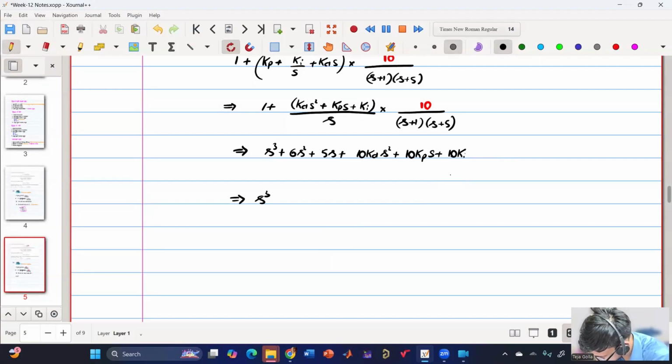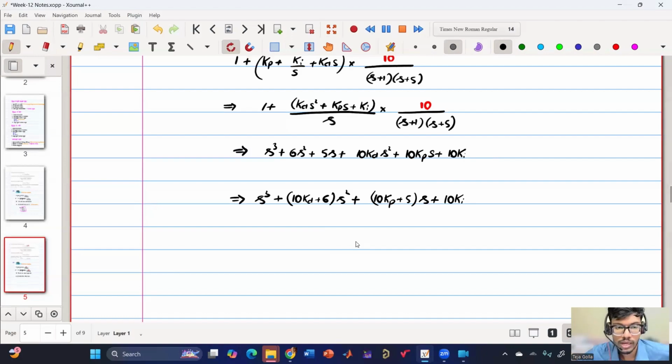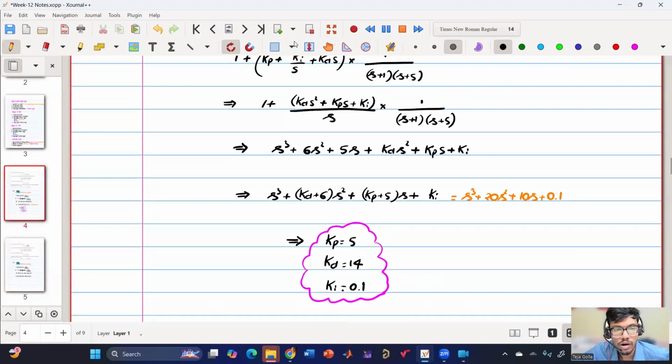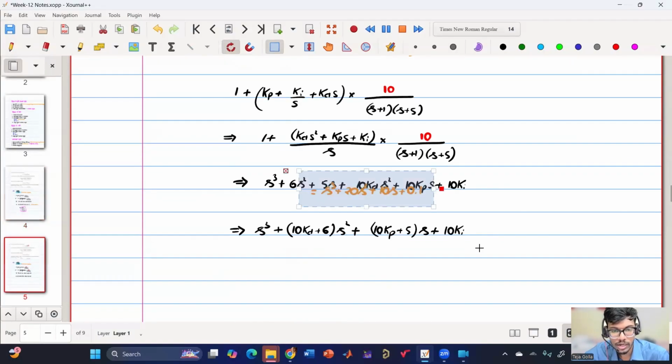Well, s cube plus, instead of s square, we have (10 into kd plus 6) s square plus (10 into kp plus 5) s plus 10 into ki. Now this is equal to the characteristic equation. So instead of normal KP, KI, KD, we have 10 into KP, 10 into KI, 10 into KD, because we have multiplied by 10.